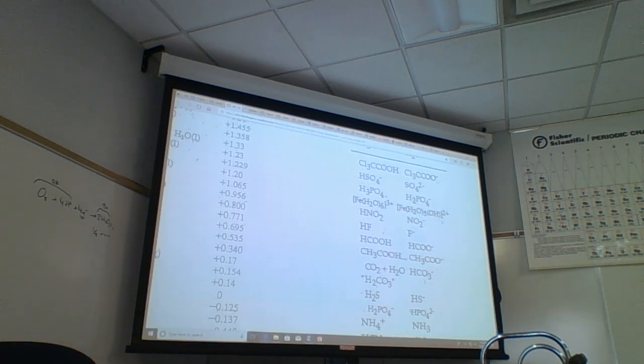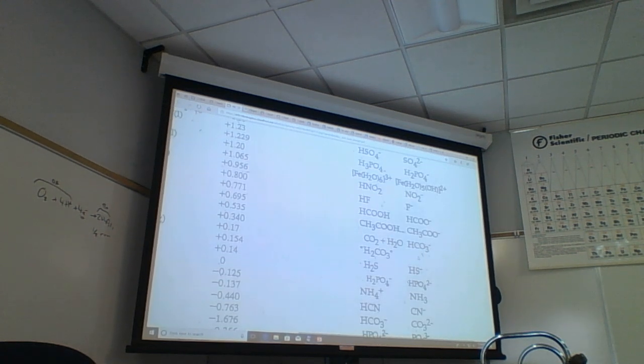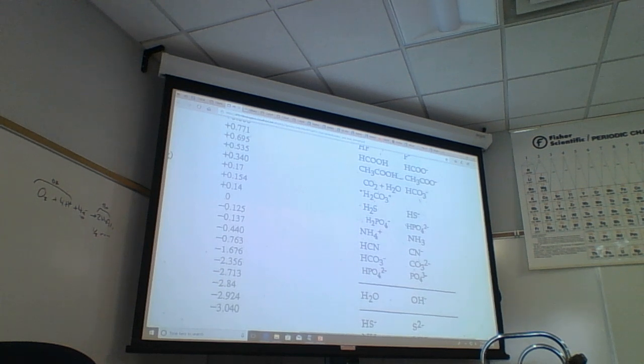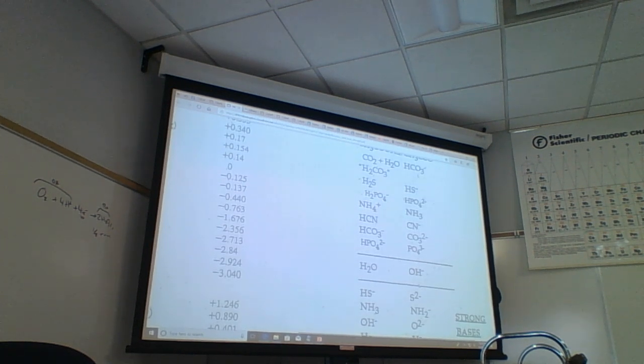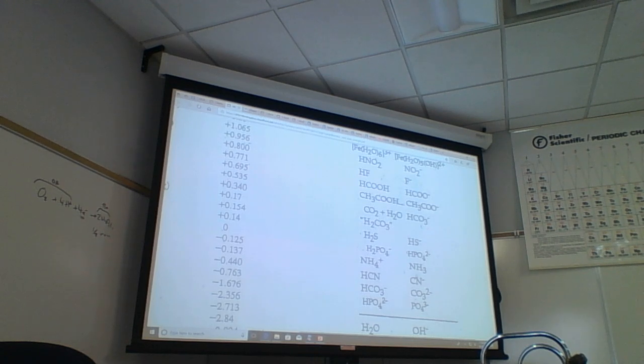And you can just list them. There are a whole bunch here. What are the bases stronger than acetate? Bicarbonate, hydrogen sulfide ion, monohydrogen phosphate, ammonia, cyanide, carbonate, phosphate, hydroxide, sulfide, amide, oxide, hydride, methide. Those are the bases that are stronger than acetate. Okay, then that leaves what?